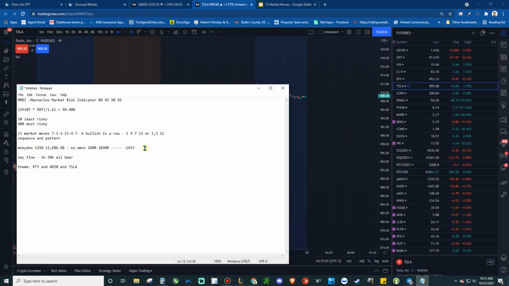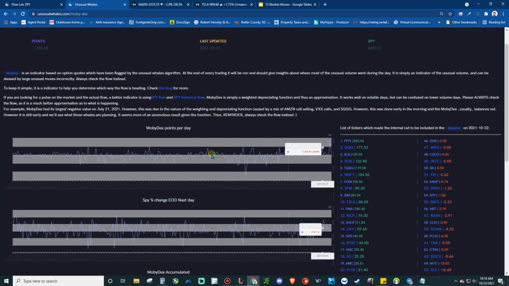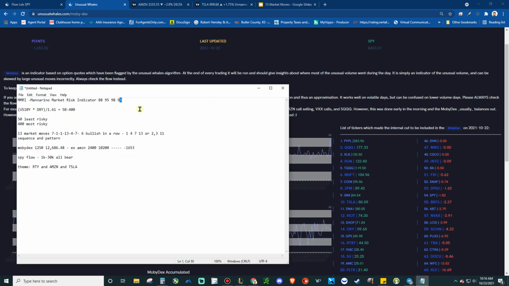So Mobidex for Friday ended up coming in at about minus 1653, which if you look at that, is right in the middle of this range here. So we got risk indicator coming down, meaning it's less risky to buy. So likely to buy dips. Dips are likely to be bought. We have a dip buying pattern forming. The sequence right now is 6 in a row, essentially.